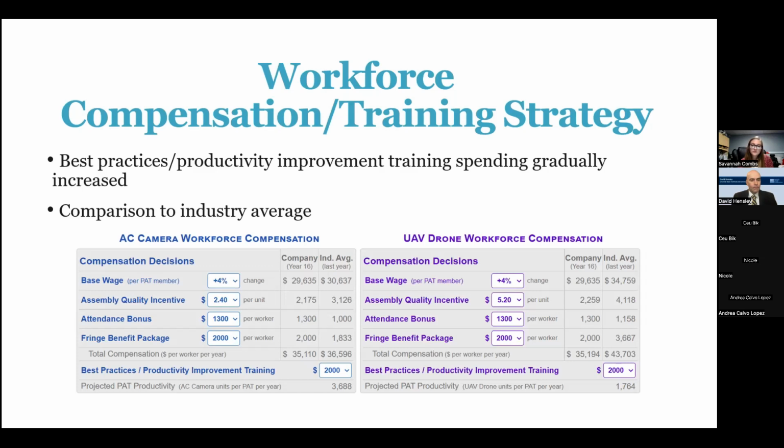And for UAV drones, base wage we got 29,635, and the industry average is 34,759. Assembly quality, we have 2,259, and the industry average is 4,118. We're way off on this one. For attendance bonus, we have 1,300, while the industry average is 1,158. For benefit package, we got 2,000, and the industry average is 3,667. And for the total compensation, 35,194, and 43,703 for the industry average.